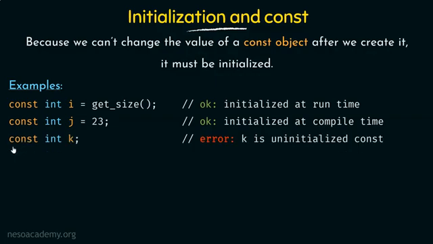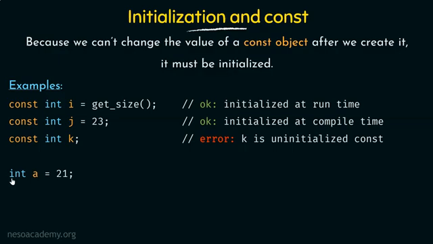Okay, now in this example, I am declaring another variable called k, which is of the type integer, and this is also defined as a constant, but I am not initializing it to any value. So this is going to throw an error. It will say that k is an uninitialized constant. As we said, a constant variable always has to be initialized. Since it is not initialized here, it is going to throw an error. So this kind of definition is not valid.